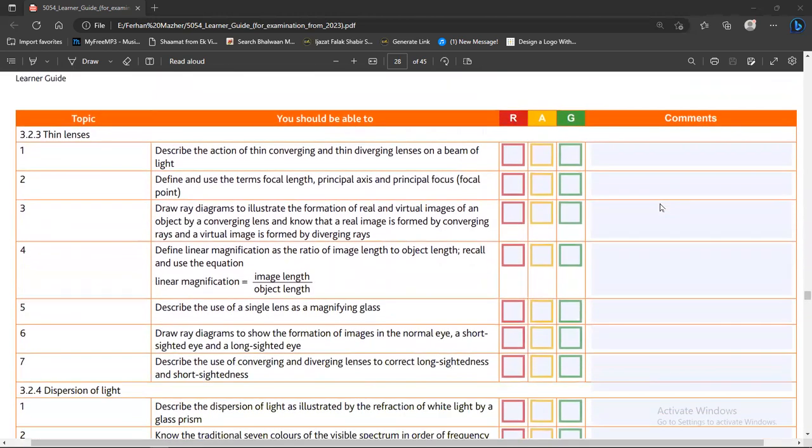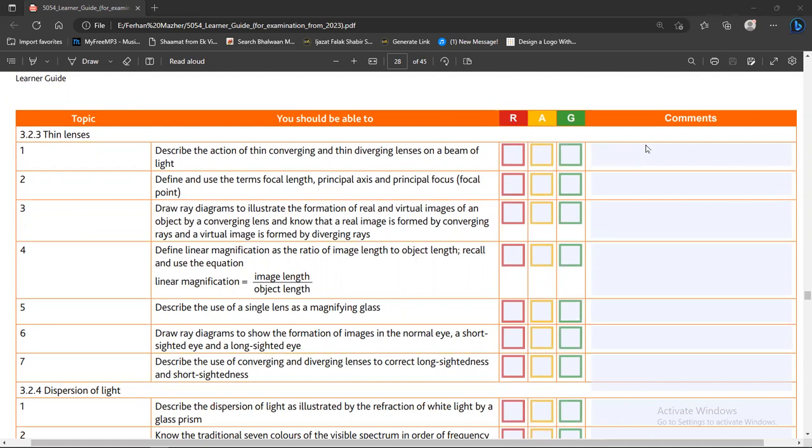The next topic is thin lenses. Describe the action of thin converging and thin diverging lenses on a beam of light. Define and use the terms focal length, principal axis, and principal focus, which is also called focal point.